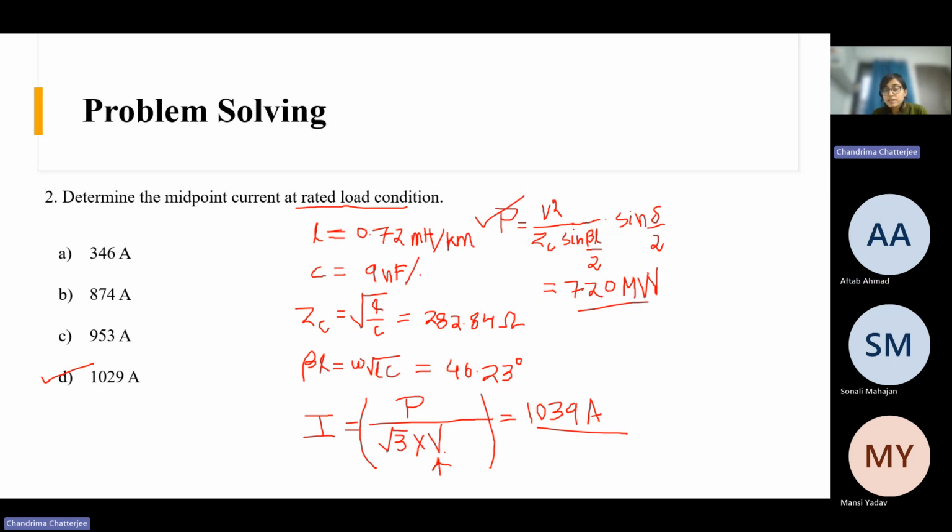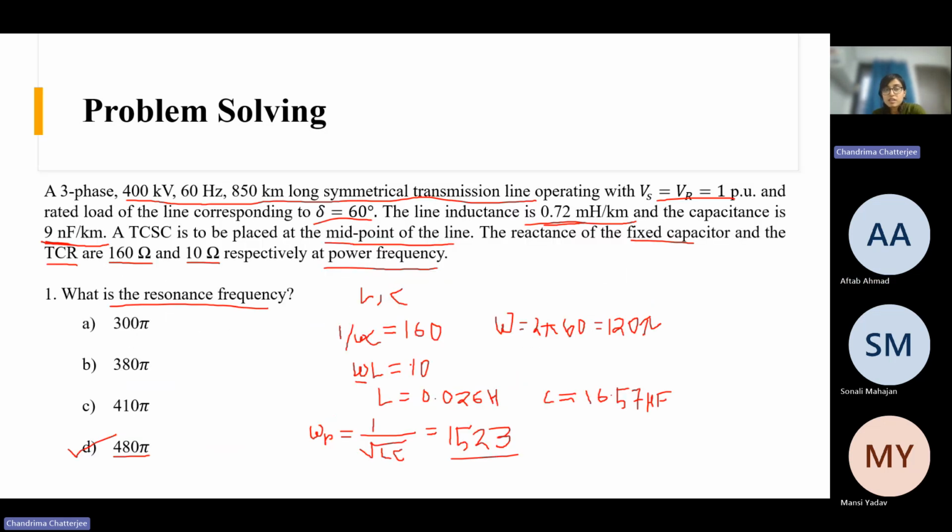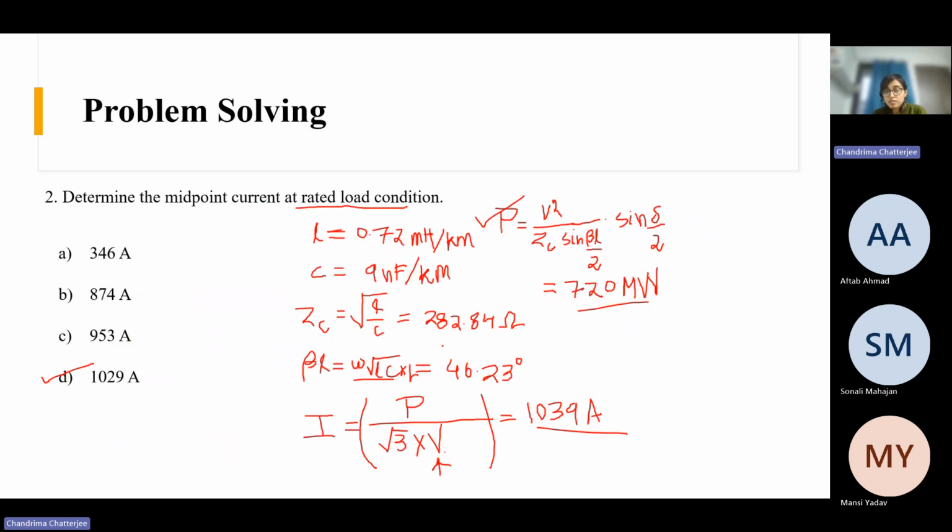Yeah, right. Actually, I didn't write one thing. So omega root LC is the beta value. I should have written that you then have to multiply it with the length of the transmission line, which is 850 kilometer. I didn't write that, that's why I think you got some other value. If you multiply with the length, you will get it in radians. Then if you convert it into degrees, you will get this value. Okay, thank you.